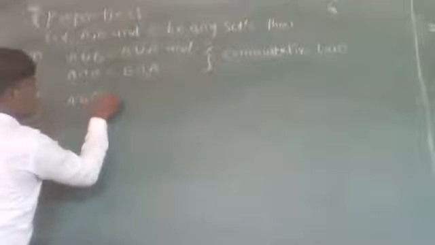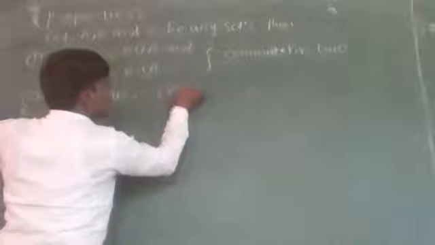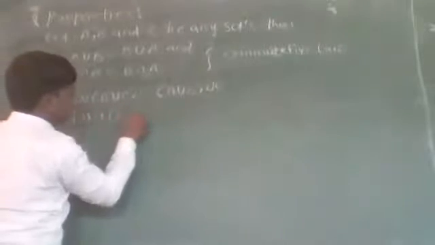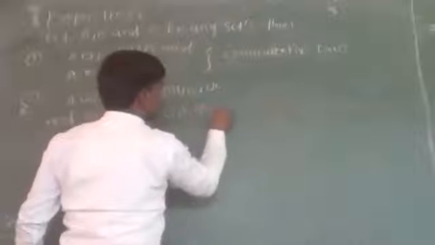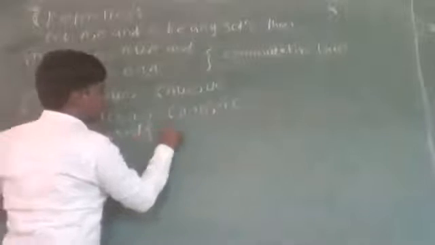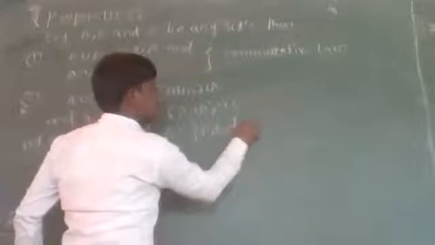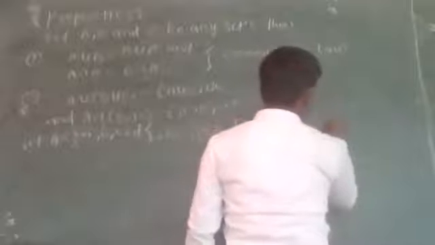A union (B union C) equal to (A union B) union C, and A intersection (B intersection C) is equal to (A intersection B) intersection C. Let set A equal to A, B, C and D, set B equal to B, D, E and F, and set C equal to B, D, G and H. Now we have to find A union (B union C) and check whether it will be equal to (A union B) union C.